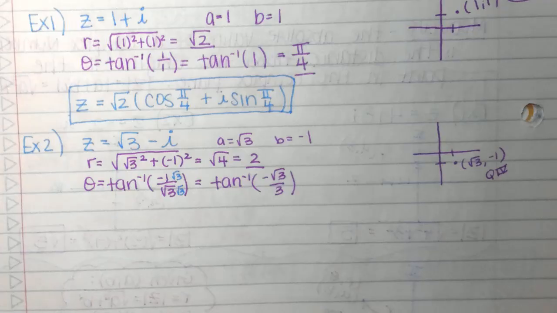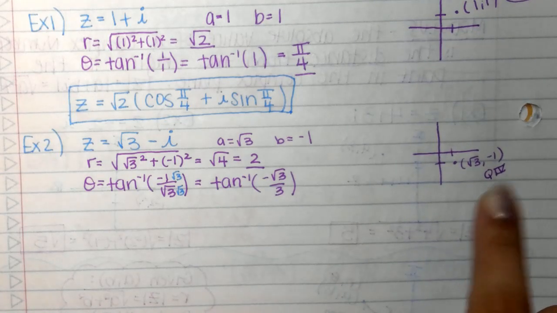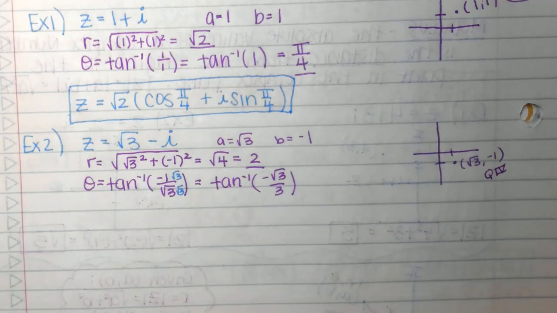Does everybody see how I got the inverse tan of negative square root of 3 over 3? Remember that it's B over A, and then you have to rationalize. Where is tangent negative square root of 3 over 3? Okay, so be careful. What quadrant are we in? The fourth quadrant. Is 4 pi over 3 in the fourth quadrant?